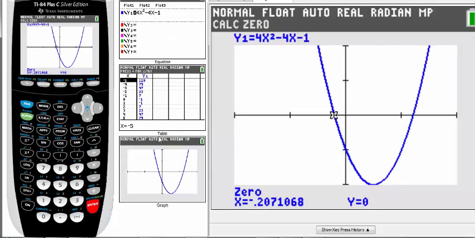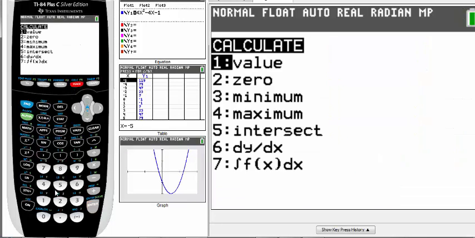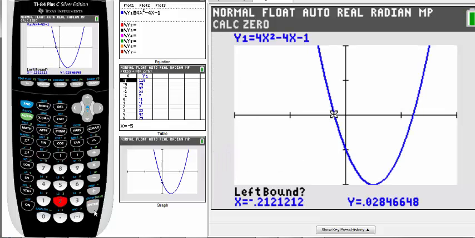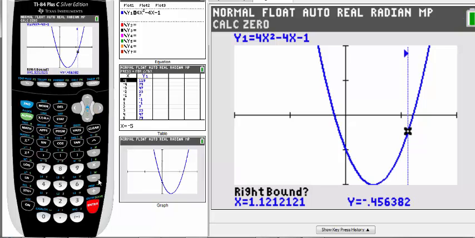Let's go ahead and check my other one on the right. Again, you'd go to second calc. Let's try that again. Second calc, zero is option 2. And now it says left bound. Well, I'm up to the left. I want to get a little closer though, just so I can arrow this in. If I wanted to, I could just put in the number 1, because 1 is to the left of where this crosses. Or you can use your arrow over. And then I can also use the right bound.